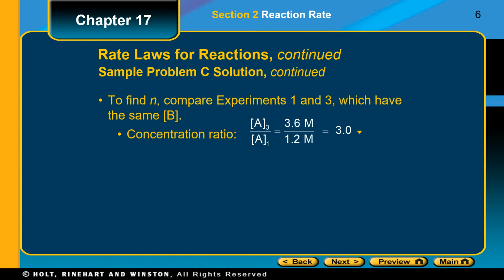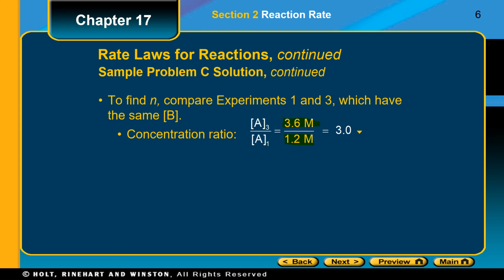Why? Well, because we need to do 1 and 3, but why did we put 3 on the top and 1 on the bottom? Because we want the larger number to be on the top, so we get to deal with whole numbers. So this is the concentration of A in the third trial, this was the concentration of A in the first trial. And if I divide this by this, I get 3. That means between trial 1 and trial 3, the concentration was tripled, 3 times as much.